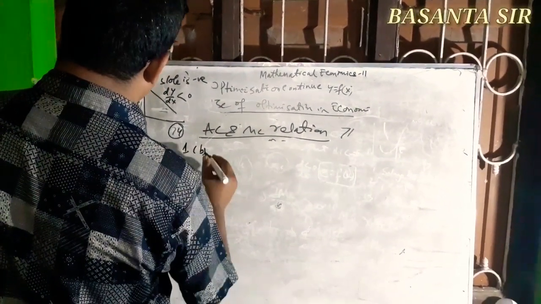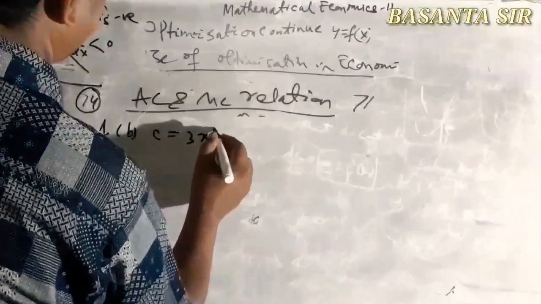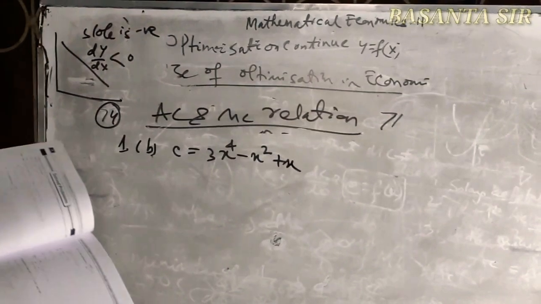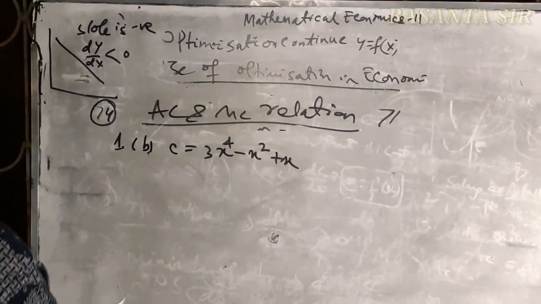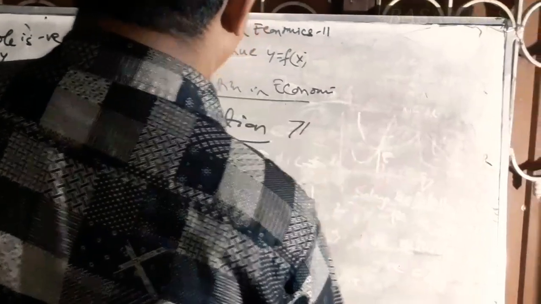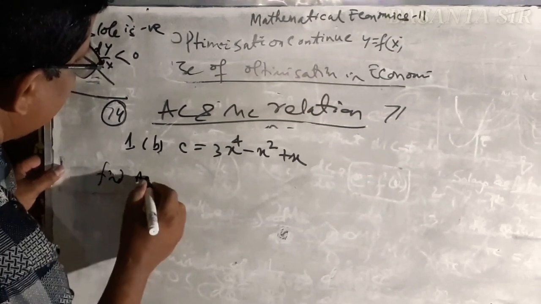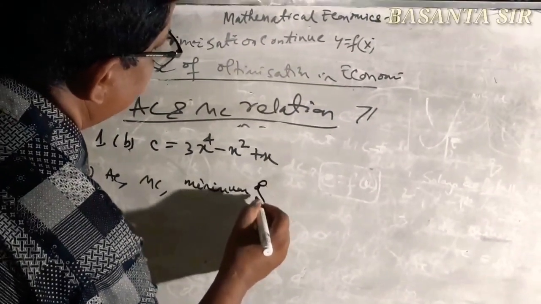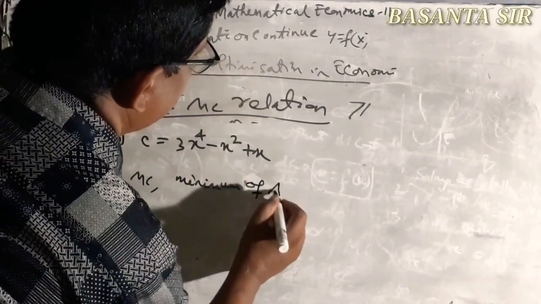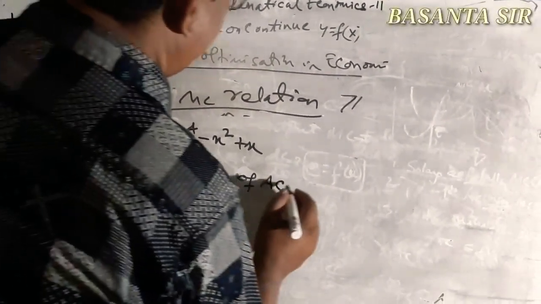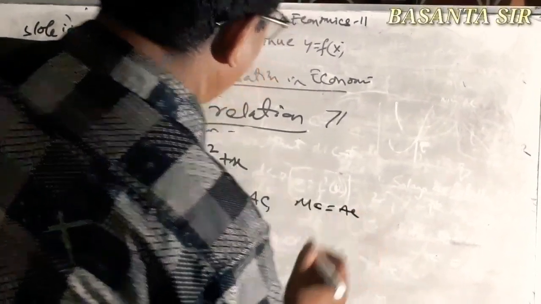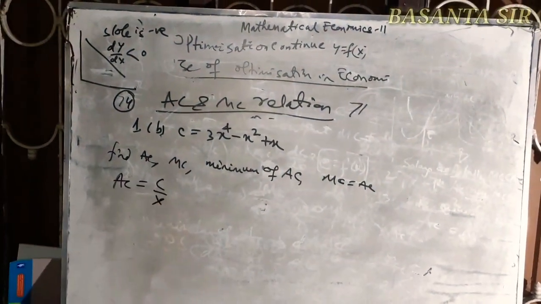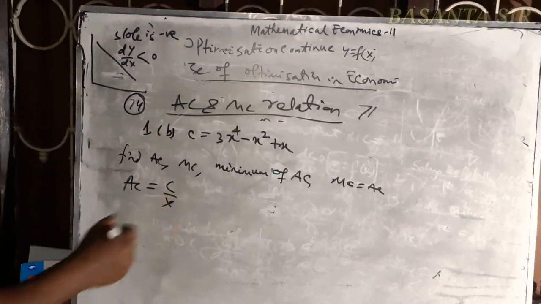Example B: C equal to 3x⁴ minus x square plus x. This is the problem given to us. And what we will be asked: we will find SC, MC, minimum of SC, and at the minimum of SC, MC equal to SC. We have to prove this. First of all, we have to find SC. How can SC be calculated? Total cost by quantity. The quantity given here is x. So SC equal to C by x.